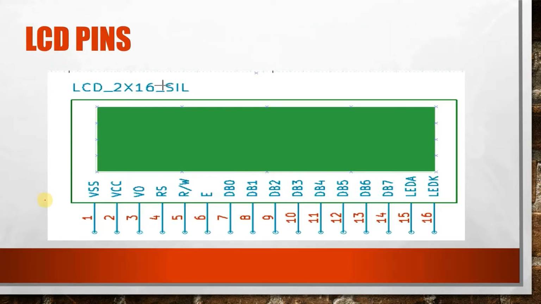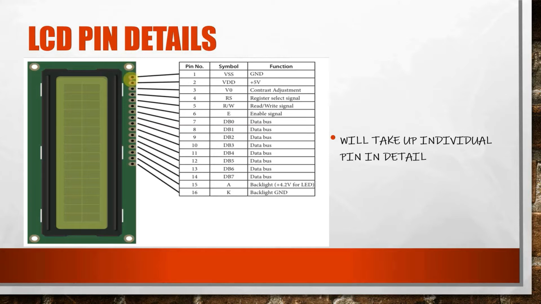LCD pins. There are 16 pins on the LCD from 1 to 16. LCD pin details. Now if you place the LCD as shown in the figure, then this is the 16 pin header. Pin number 1 is this, and this is your pin number 16. The table gives the details of the pins along with their symbol and the function associated with the pin. We will take up the individual pins in detail.